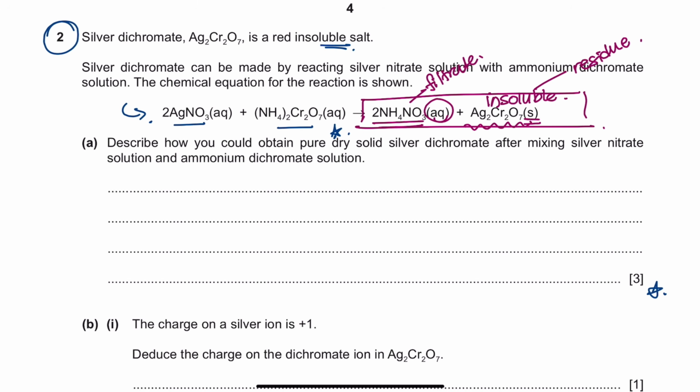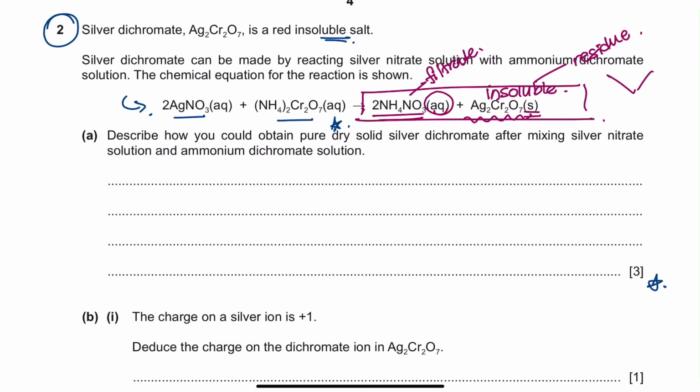The one which is solid would remain in your filter funnel after being filtered, because this one is insoluble. So the first step is to filter the solution first. After you have filtered, you would get your filtrate at the bottom and your residue. Since this residue contains silver dichromate, you need to wash the residue using water.